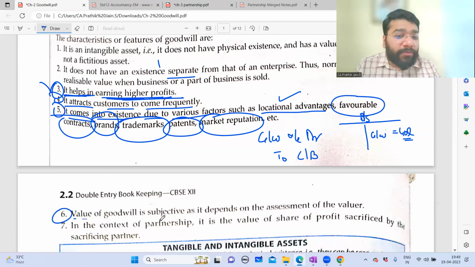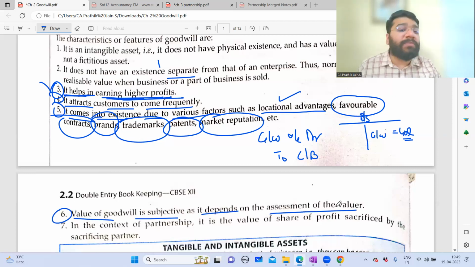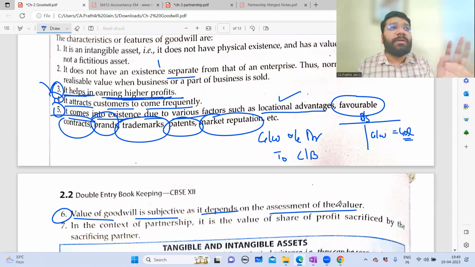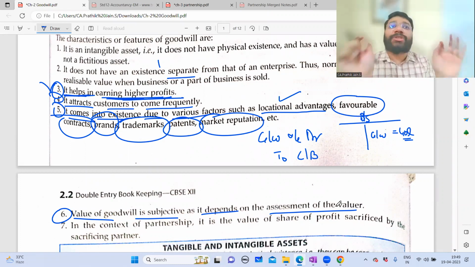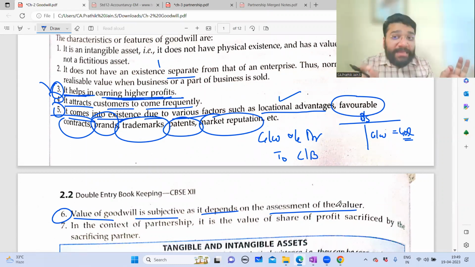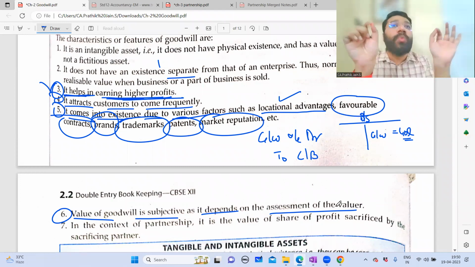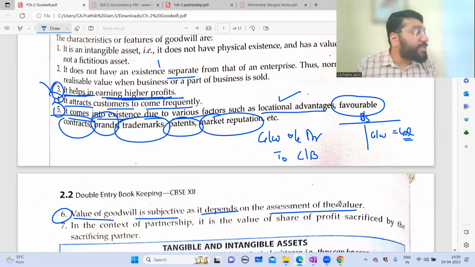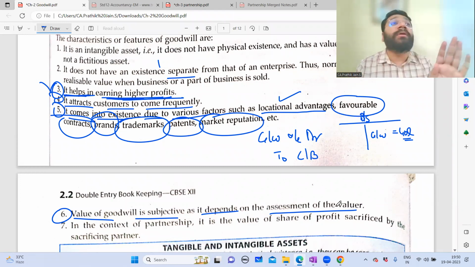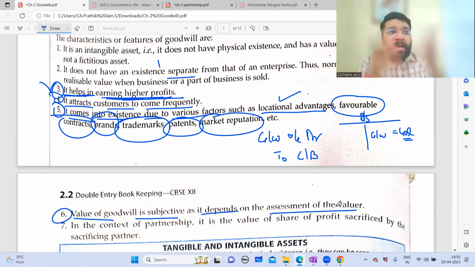6th point, the value of goodwill is subjective and depends on the assessment of the valuer. So valuation is not like you follow any method you've studied and just apply it. No. Buyer and seller have to mutually sit and understand and justify to each other which points to take and which to leave. So it's a subjective decision. It is not concrete that you apply any random formula and goodwill will come. No. It has to be evaluated from different perspectives.